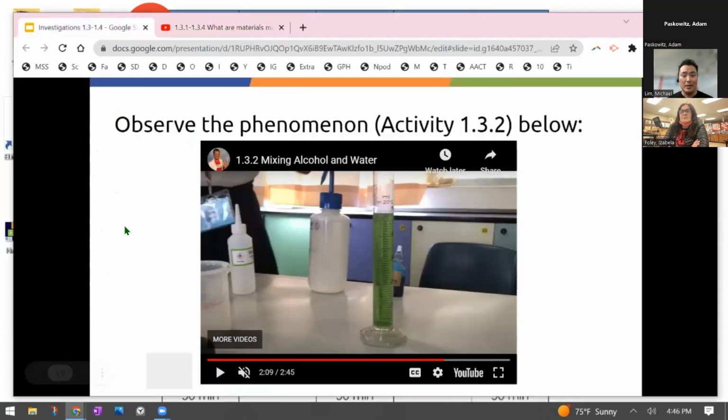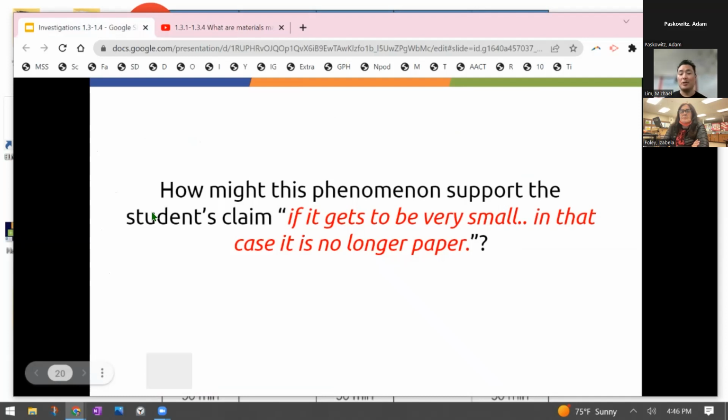And then you can go back to student claims. Like, if something gets very small, is it no longer paper? So when you ask questions to students to either redirect their misconceptions, engage them, or assess their understanding at the end of the class period, you can use questions. You can ask them to support what their classmates said, or what is inaccurate with what one classmate said.